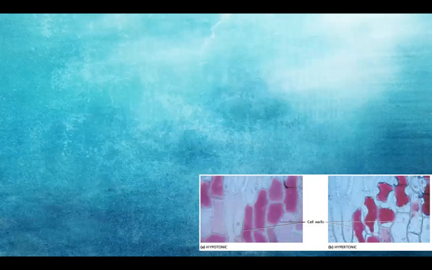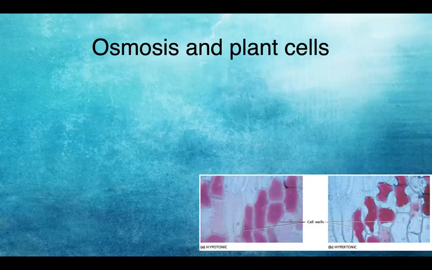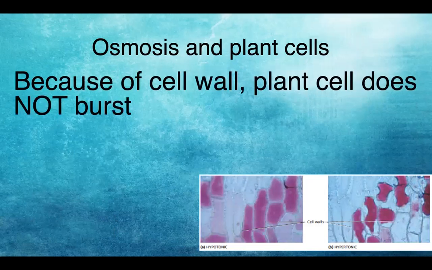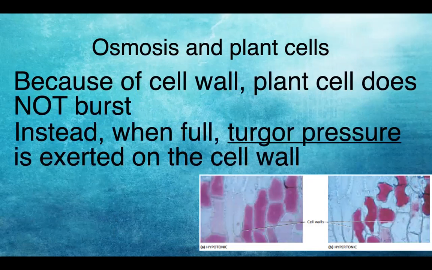Now, osmosis has a different effect on plant cells because of the cell wall. Plant cells do not explode because the cell wall contains cellulose, and cellulose is very strong. And I mentioned this before when I talked about the central vacuole and turgor pressure, when I mentioned that when you don't water a plant, the cell wall shrinks. And you can see here, this is a hypotonic environment.